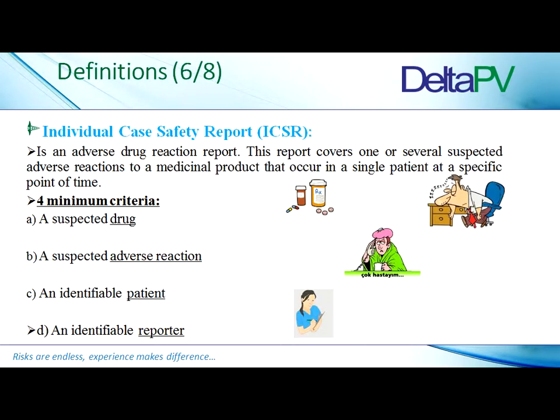Individual Case Safety Report, ICSR, is an adverse drug reaction report. This report covers one or several suspected adverse reactions to a medicinal product that occur in a single patient at a specific point of time. 4 minimum criteria: a suspected drug, a suspected adverse reaction, an identifiable patient, an identifiable reporter.